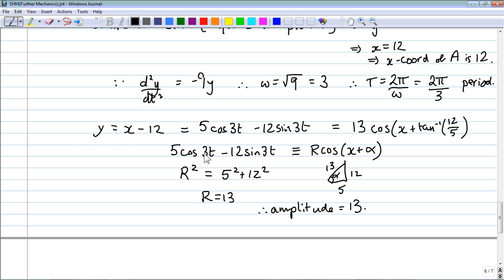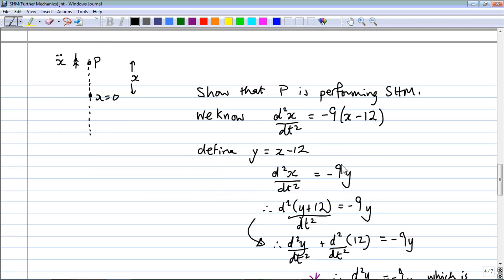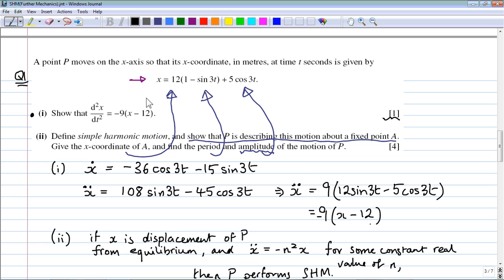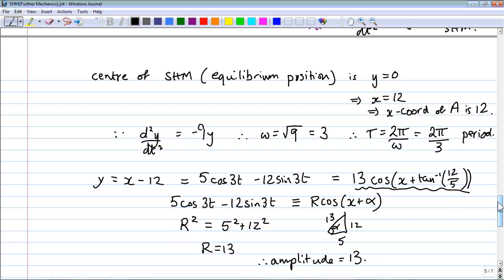Because there we get cos 3t cos alpha, which gives me 5 over 13, minus sin 3t sin alpha, which gives me 12 over 13. So that gives me the right answer. This is just another way to write the equation of motion given up here, but it's a more convenient form because it shows me the amplitude. The amplitude is the highest and lowest points.